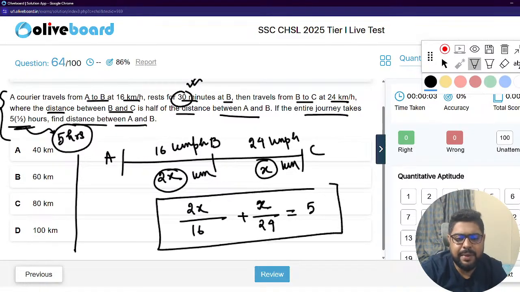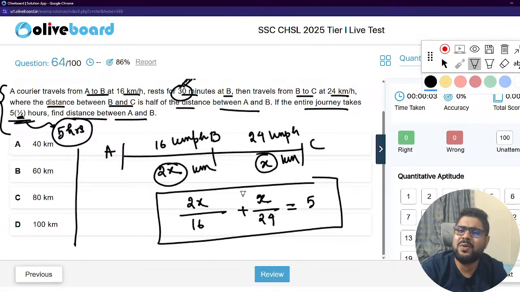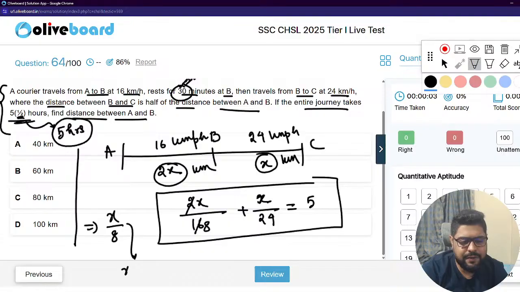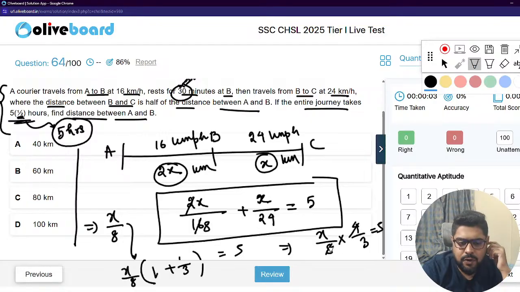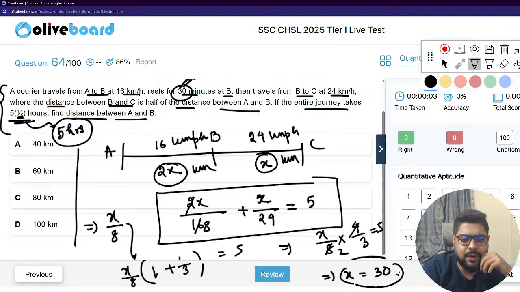Now, you will make mistakes if you forget about this half an hour. Calculate, it only looks difficult, sir. x by 8 you can take common. If I take x by 8 common, it is 1 plus 1 by 3, that is 4 by 3. So x by 8 into 4 divided by 3 is equal to 5. So x is equal to 30. They are asking to find the distance. So x is this, 60 is this, 30 plus 60, 90 is the answer.